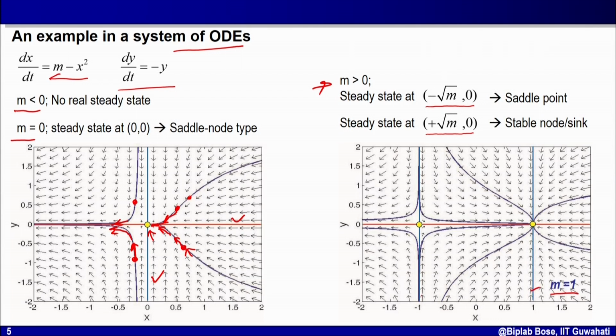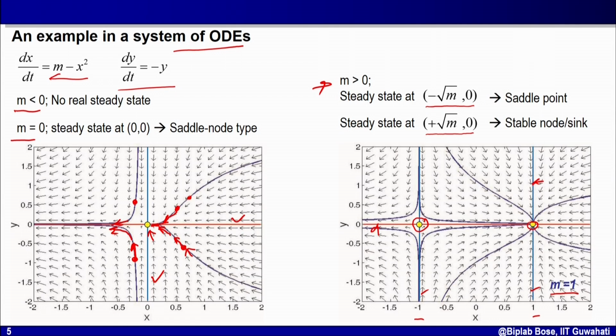These colored lines are null lines. You can see the null lines have intersected at two positions. One at this yellow dot, another one is this yellow dot. And as m equal to 1, you can see one intersection point is at x equal to 1, the other one is at x equal to minus 1.